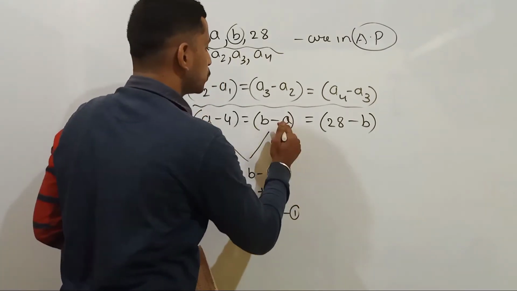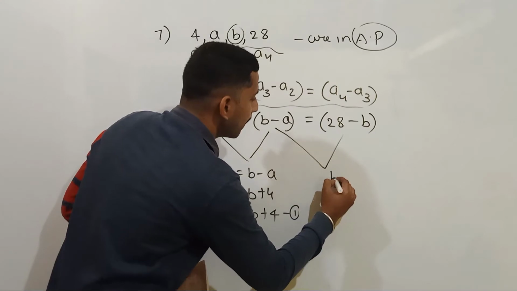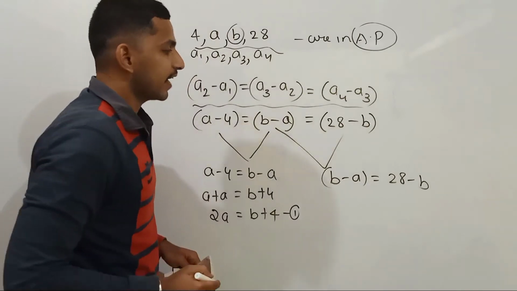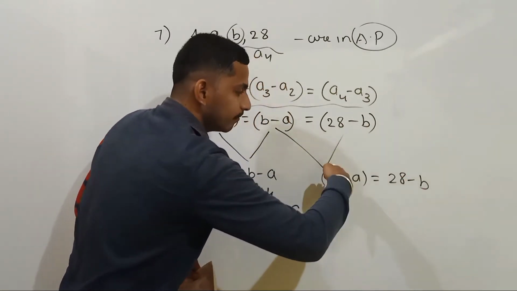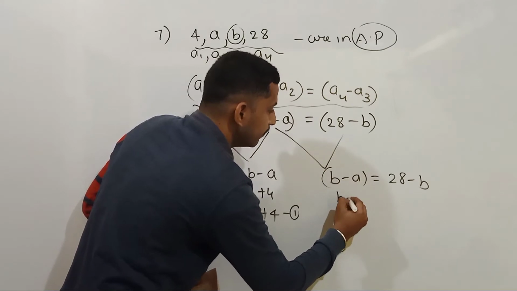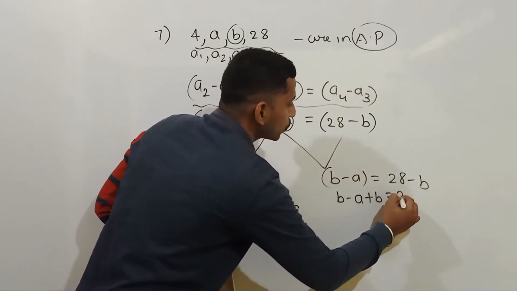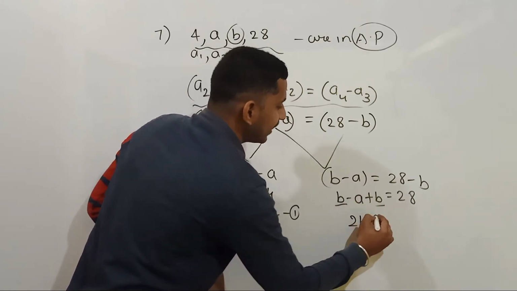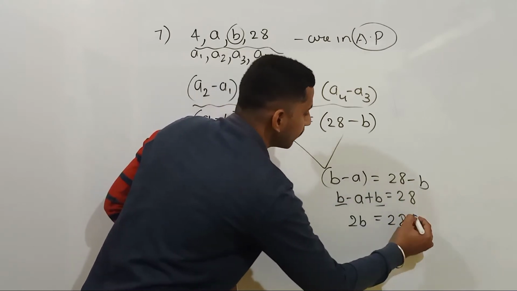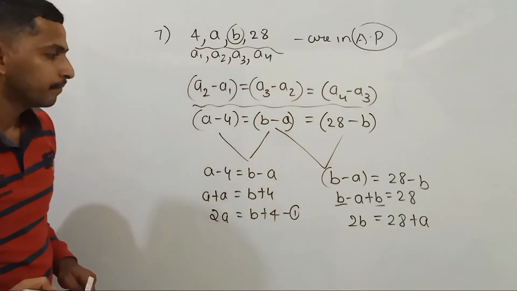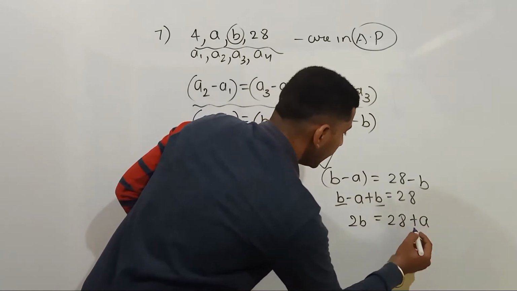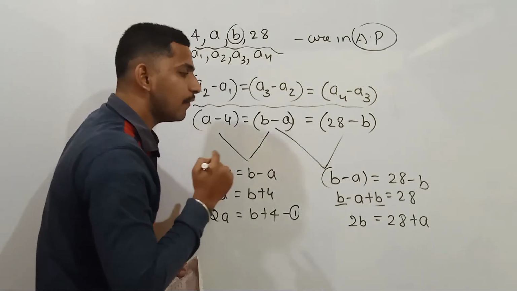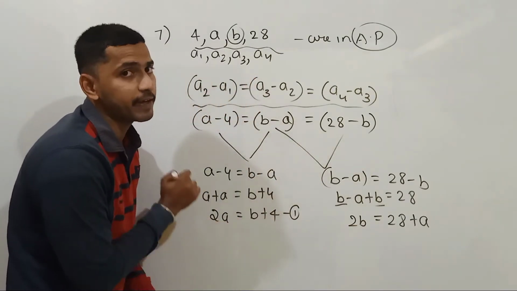Now let us solve these two. That is, B minus A is equal to 28 minus B. Here again, it is minus B. I will cross it over: B minus A plus B is equal to 28. B plus B is 2B, that is equal to 28 minus A, which will become plus A on the other side. Now here we can find the value of A, or otherwise we can also find the value of B. Here we will find the value of A only, because when we substitute, it will become very easy.